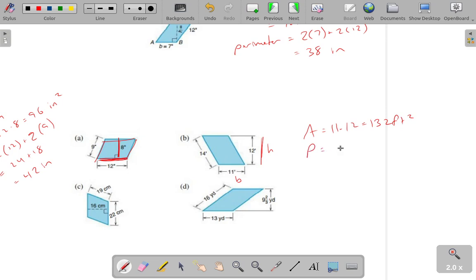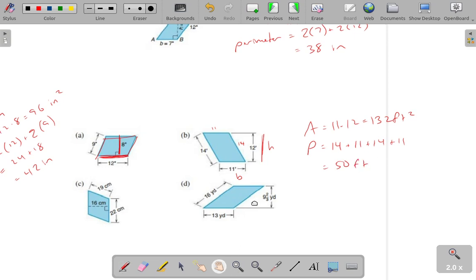My perimeter would be, this distance would have to be 14, this distance would have to be 11. Again, these are parallelograms, so opposite side lengths are equal. And again, it doesn't really matter if you do the condensed formula or if you did 14 plus 11 plus 14 plus 11. The whole point of that is they're the same. It's 25 plus 25, which is 50. And we have 50 feet there.